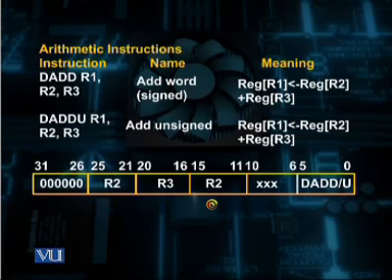And in register transfer language, you can see from the first line that the contents of the sum of register R2 and register R3 is transferred to register R1.